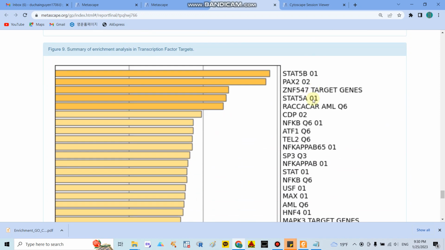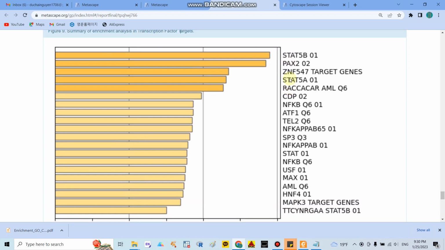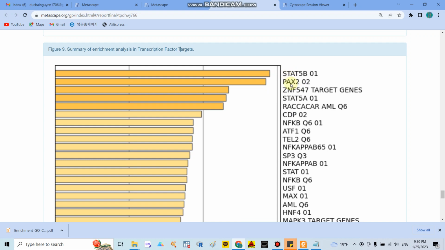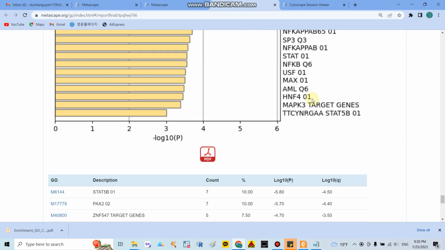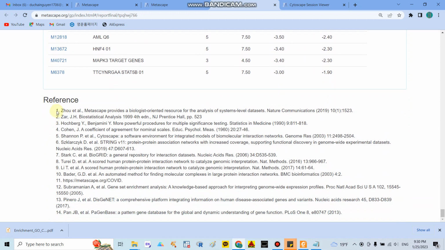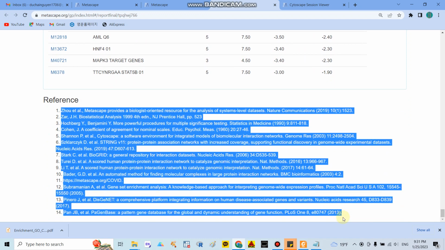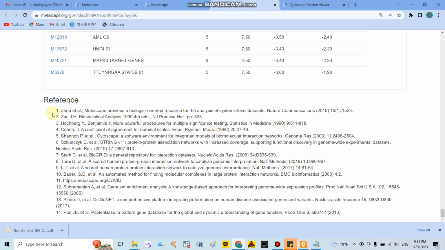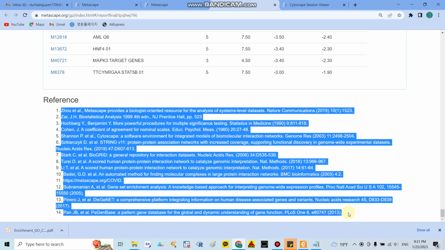And the next one is the transcription factor targets. Here they also show another table. It means that transcription factors like these can regulate the 67 genes, as I mentioned before. And here is the reference, how they analyzed and how they ran it, and I can show the result. If you have any interest, you can read the whole paper here and understand more.